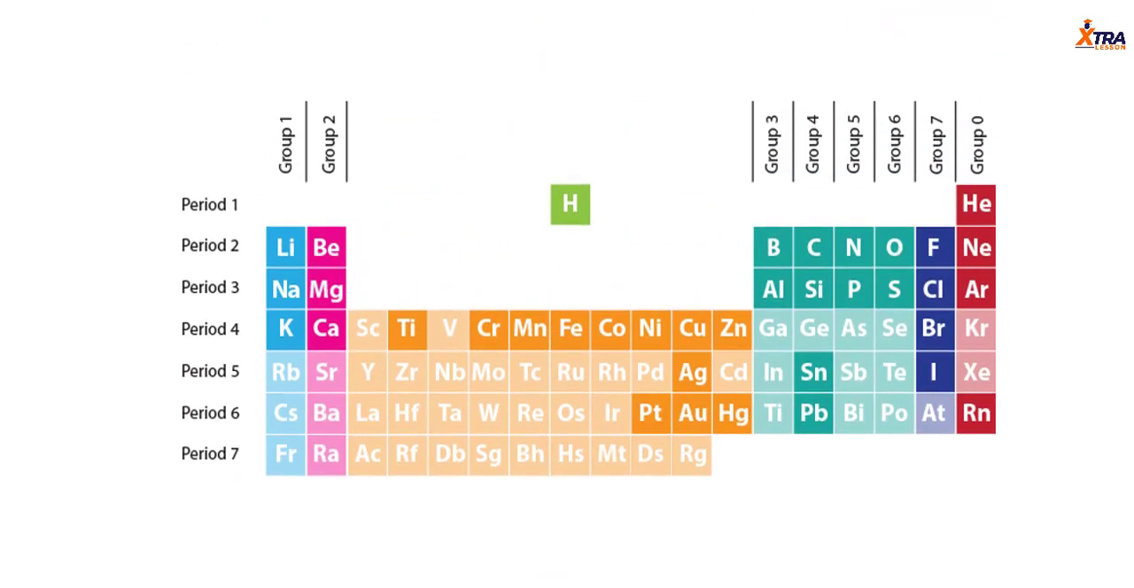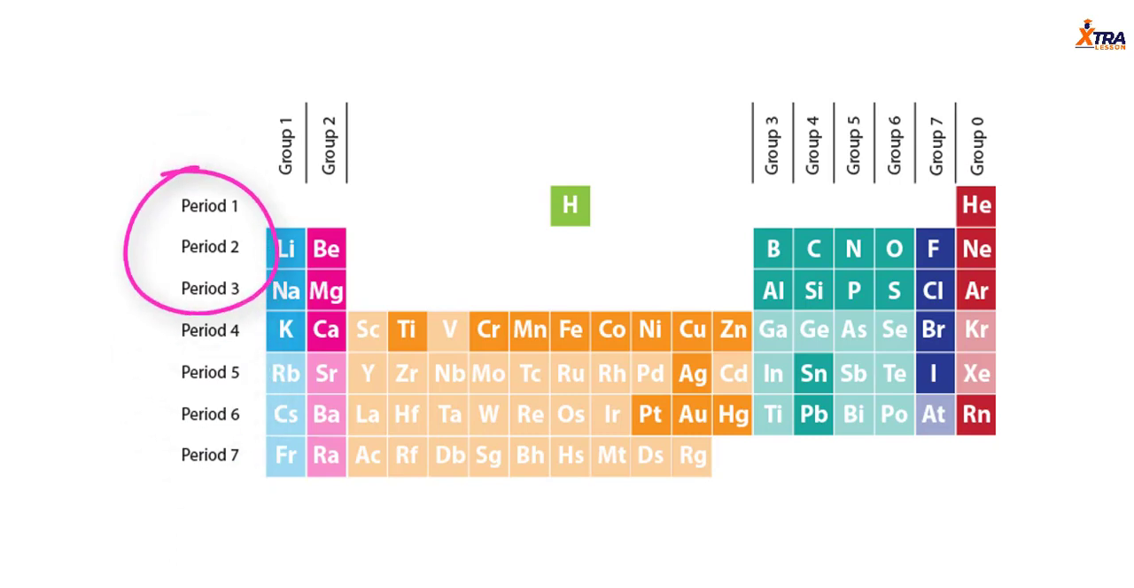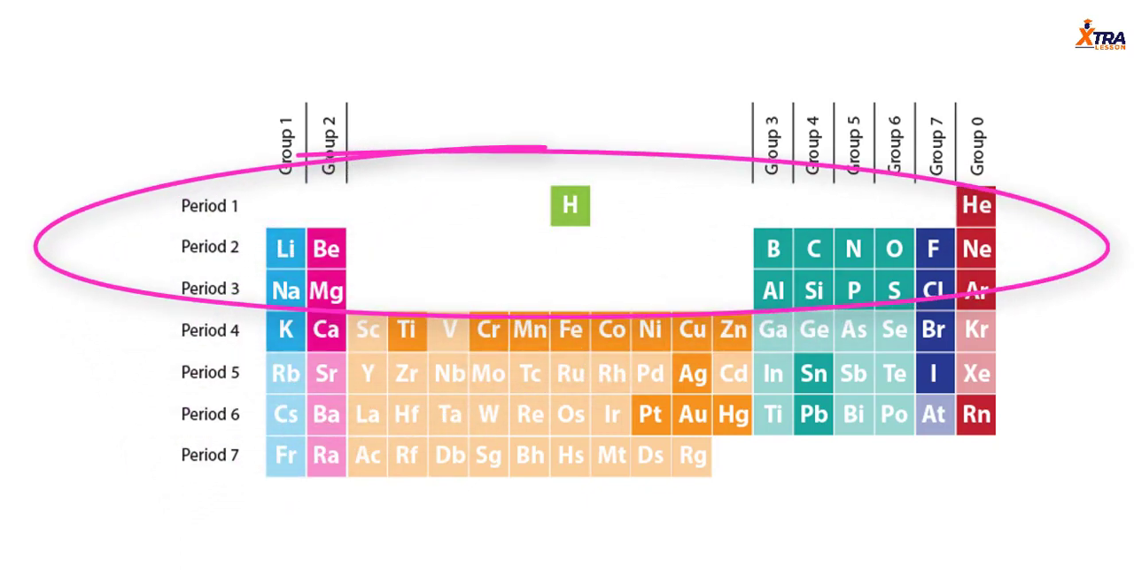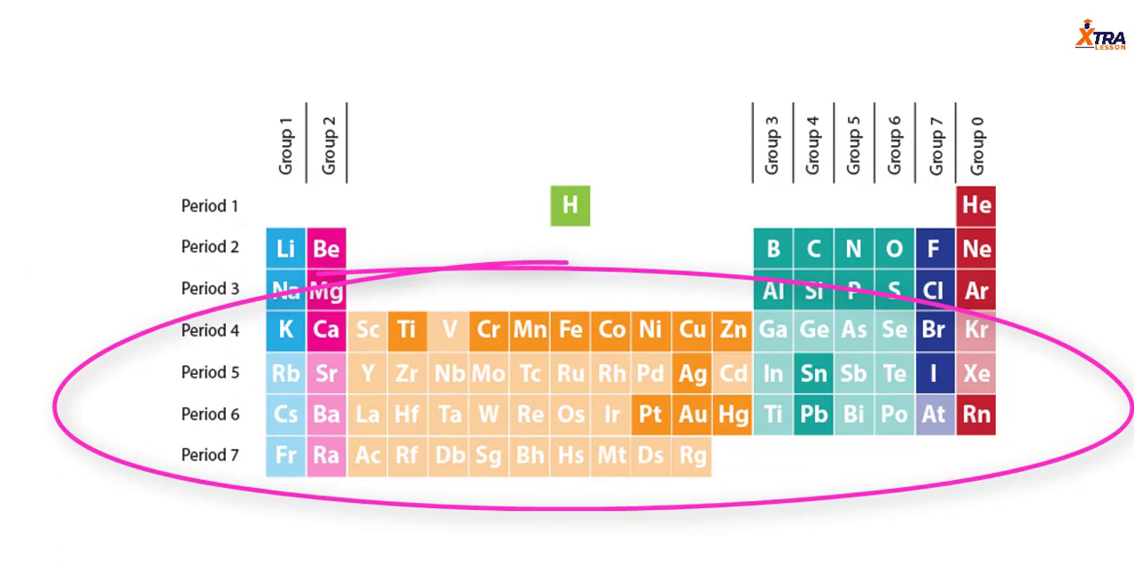Next is the period. The periods of the periodic table are the horizontal rows seen in the periodic table. So in the periodic table we have 7 periods. The first 3 of them are short periods, and the next 4 are long periods. What we mean is, the first 3 of them do not run completely from left to right. There is an intersection in between. But from period 4 to period 7, you have a complete run from the first to the last.